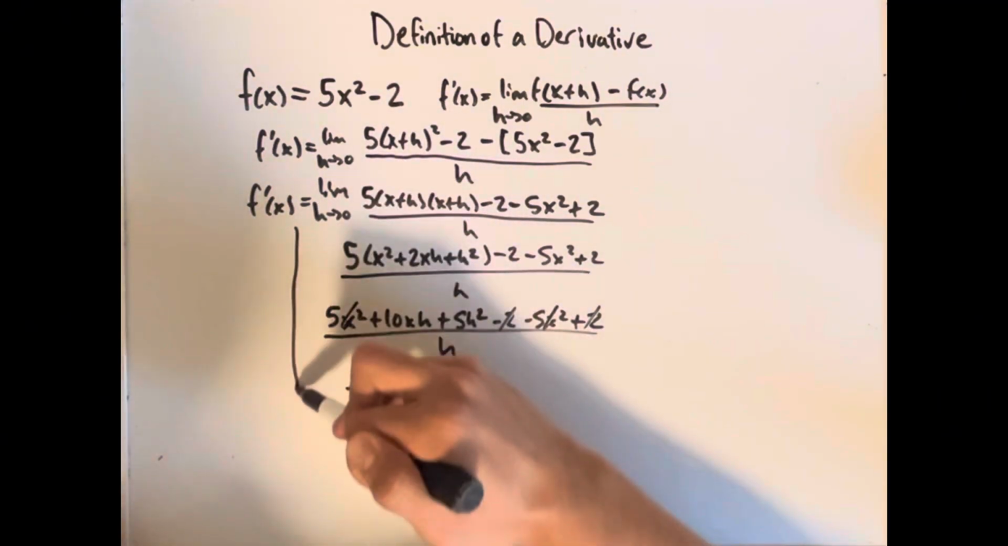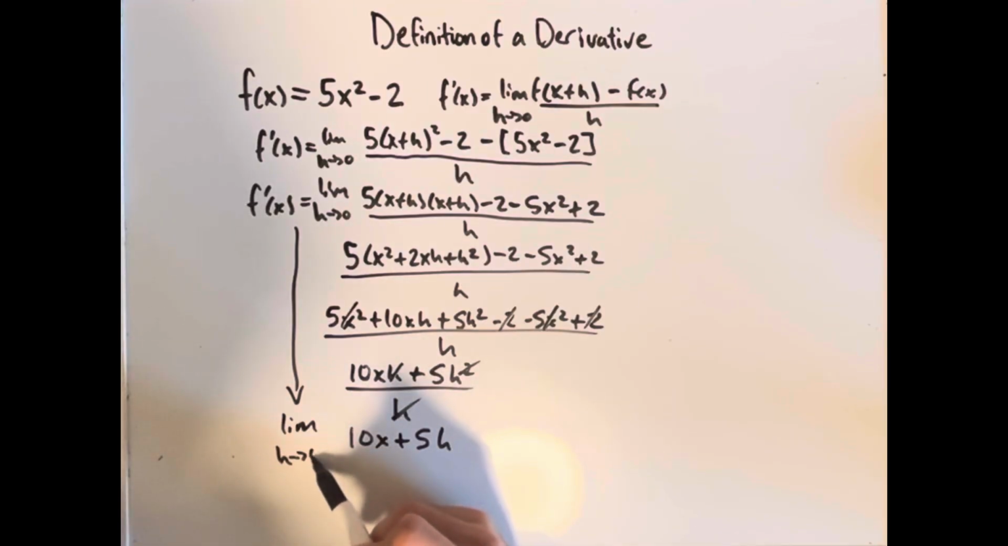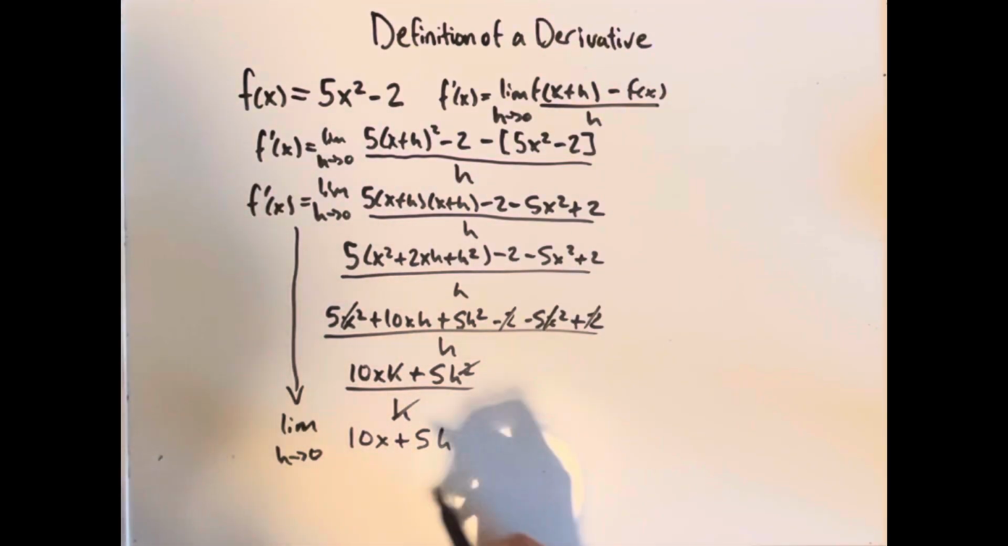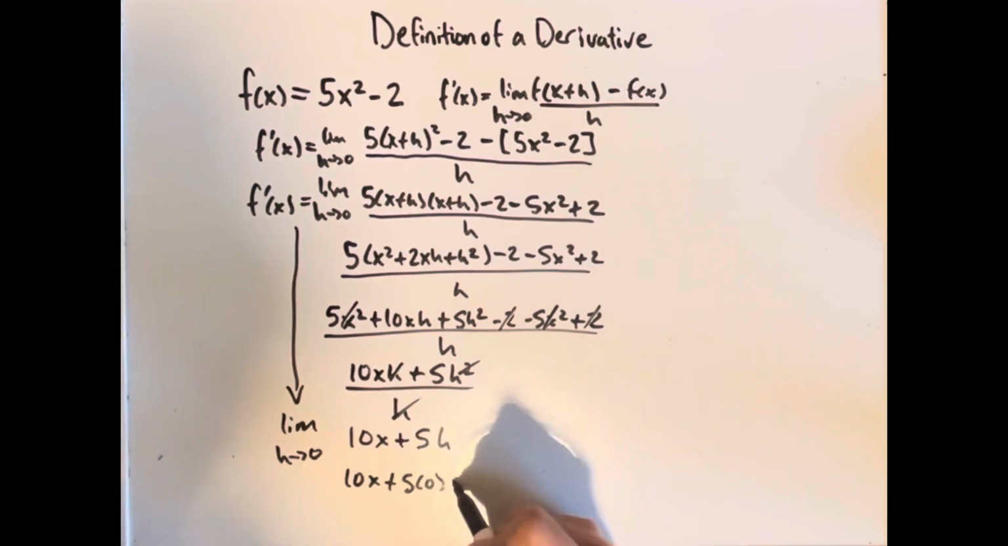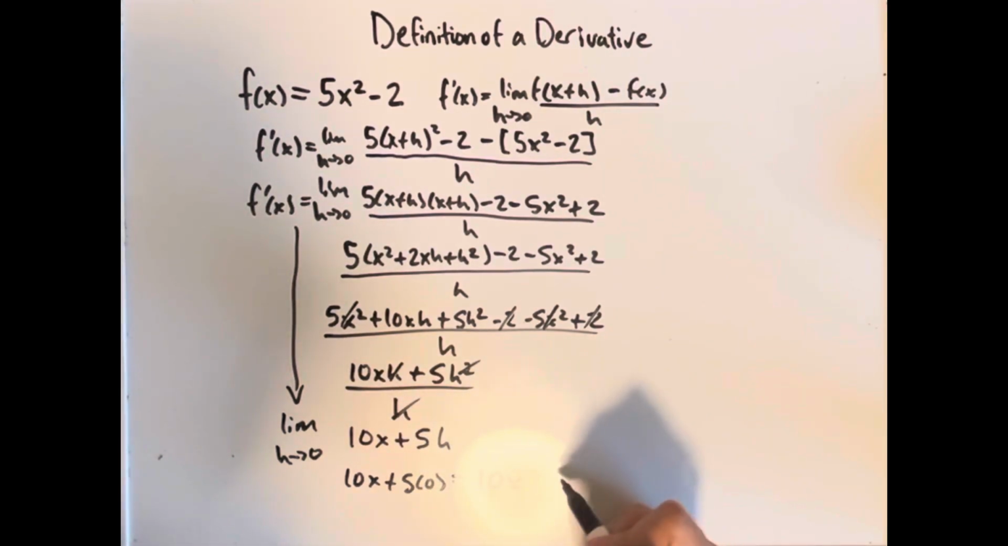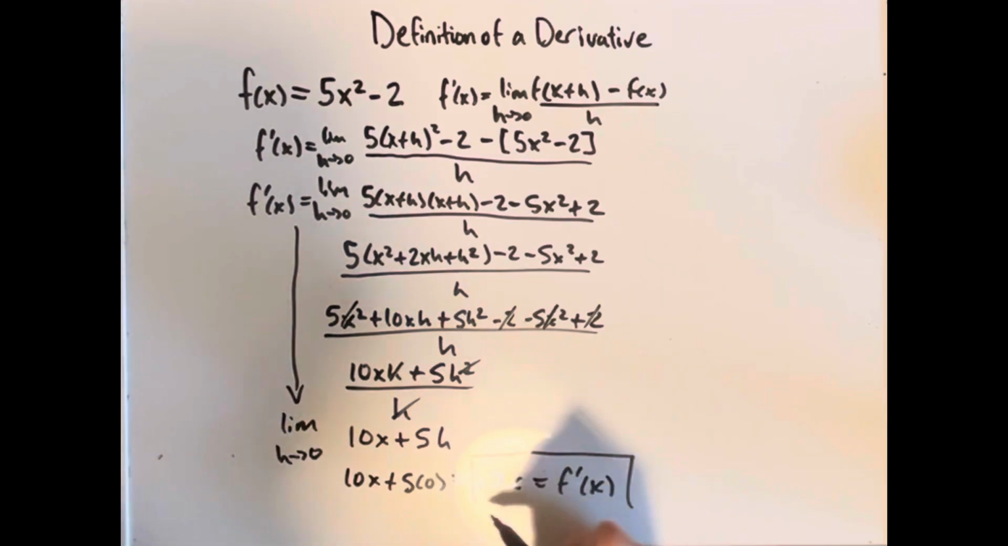And don't forget this limit here. So we're still taking the limit as h approaches 0. So therefore, we're going to have 10x plus 5 times 0, which equals 10x, which is f prime of x, which is our final answer.